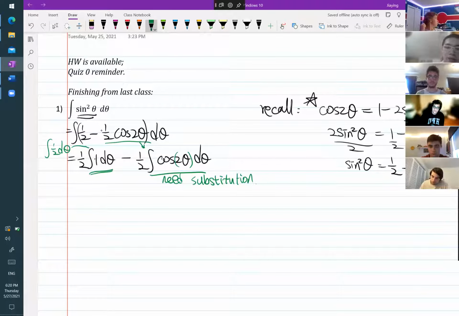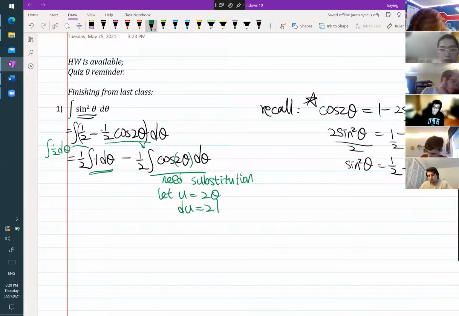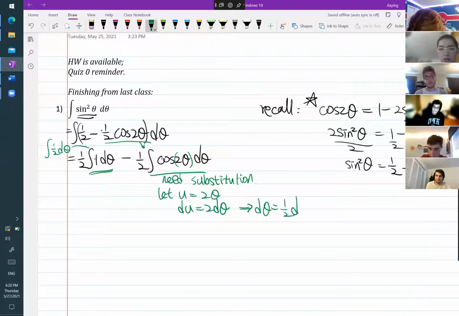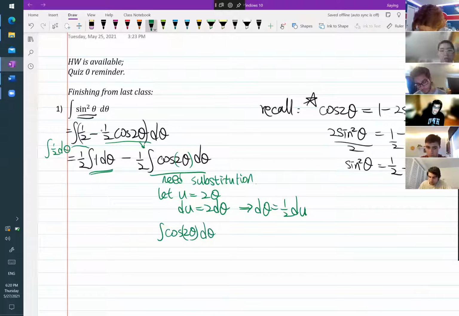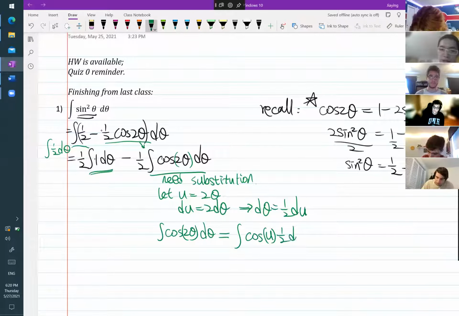So now I'm going to let u equal 2 theta. So du equals 2 d theta, and solve for d theta there. So d theta equals 1/2 du. And I'm just going to focus on the second integral here. The first one I know is fairly straightforward. So the second integral, if we integrate cosine 2 theta d theta, using the substitution, we can rewrite this as integrating cosine of u, and d theta is 1/2 du.